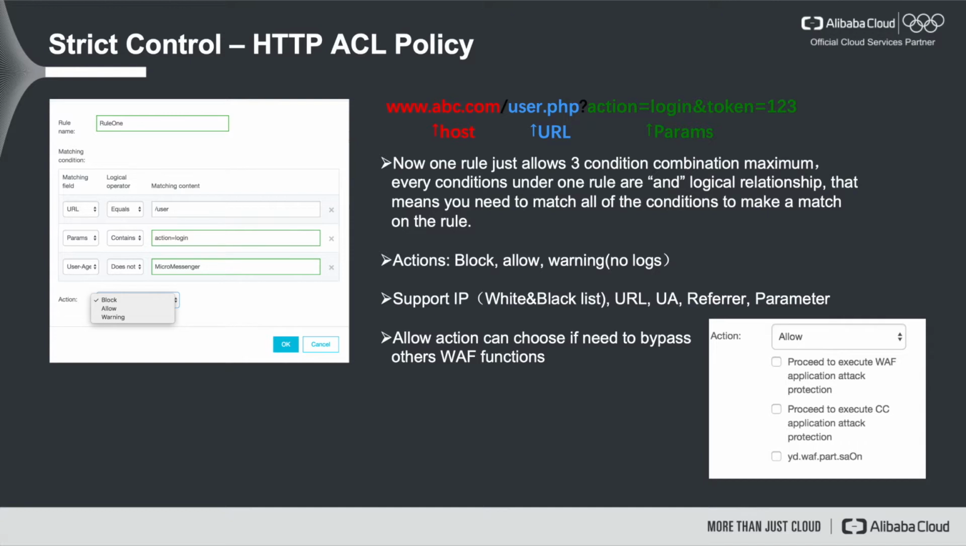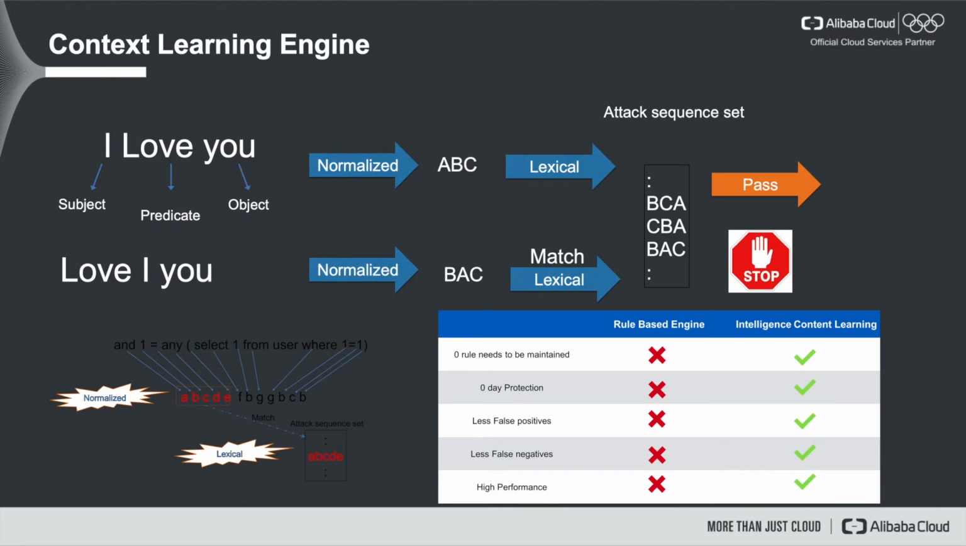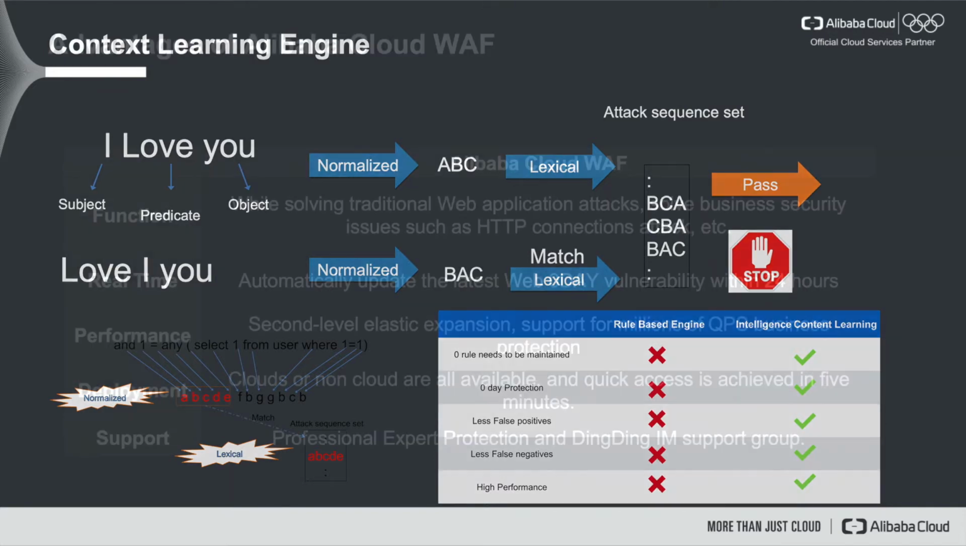For example, if the URL contains the user, if the parameters contains login, and the user agent is micro messenger. What is unique with Alibaba Cloud Web Application Firewall? We utilize context learning engine. What does it mean? For example, if the attacker will use the "I love you" phrase, it might match the traditional web application firewall rule. However, if the phrase will be backwards like "love I you," the traditional web application firewalls might miss that.